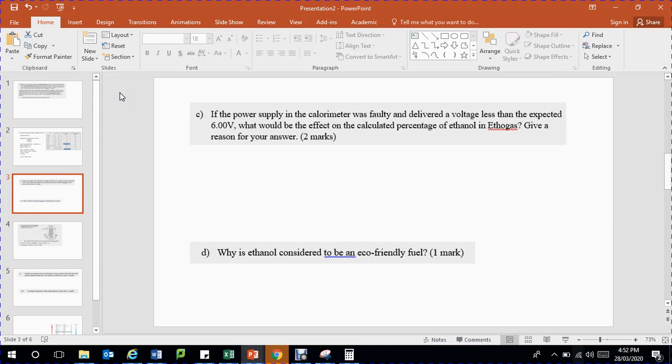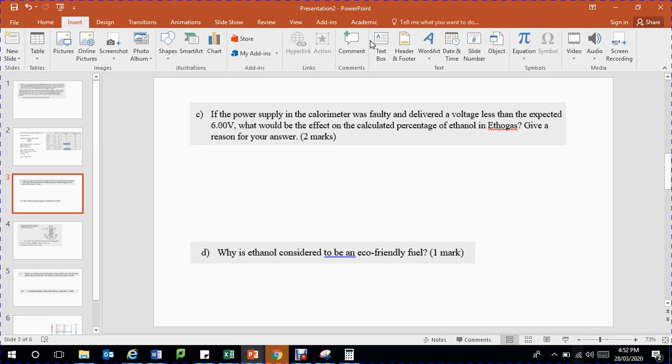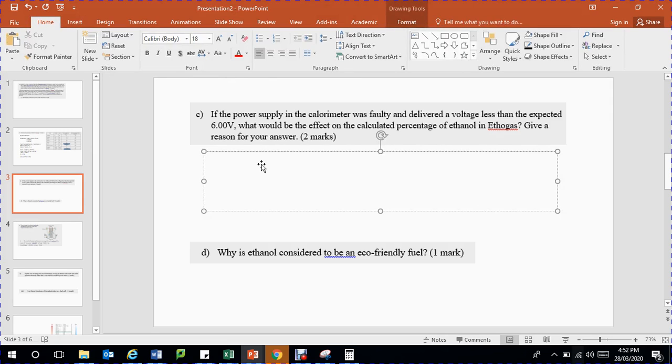Next question, question C. If the power supply in the calorimeter was faulty and delivered a voltage less than the expected 6 volts, what would be the effect on the calculated percentage of ethanol in ether gas? Okay, so we remember we had calibration factor equal to VIT divided by change in temperature. So what's happening is we are getting less voltage. So if there's less current, that would mean that I'm not going to be able to be heating it up as much.